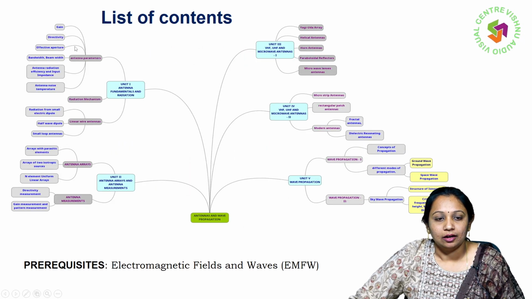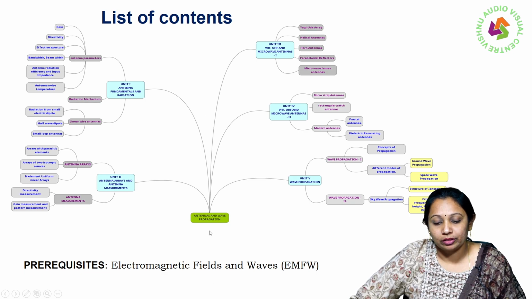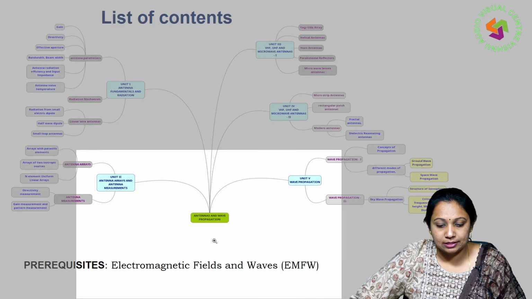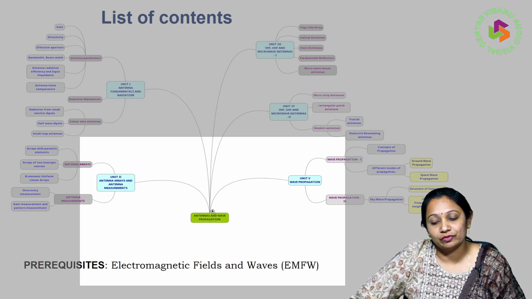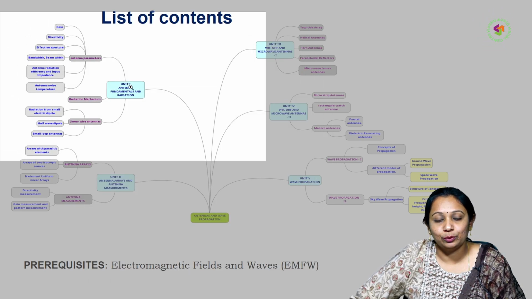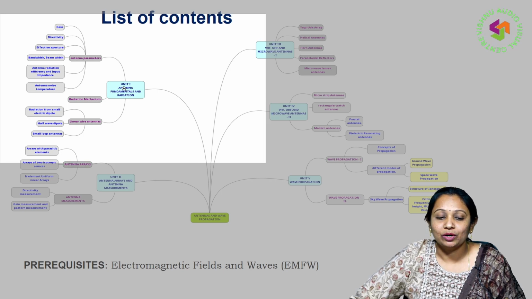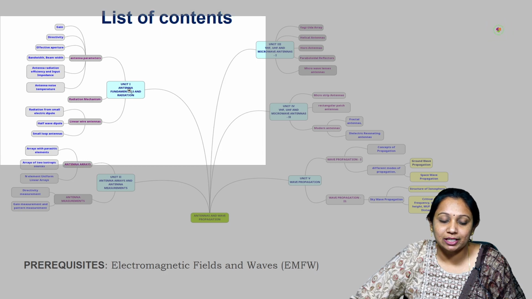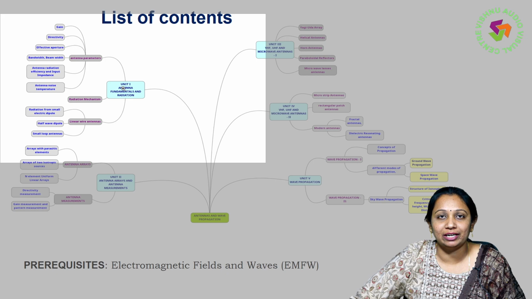In this antennas and wave propagation course, the entire course will be divided into 5 chapters. The first unit, unit 1, is related to antenna fundamentals and radiation. First, what are the terminologies associated with the antenna, and what are the basic parameters or fundamentals of the antenna.